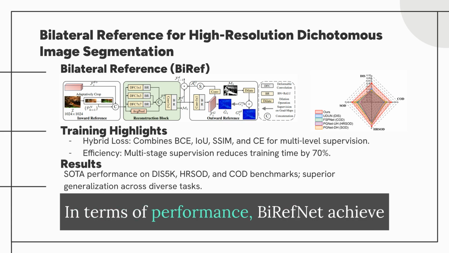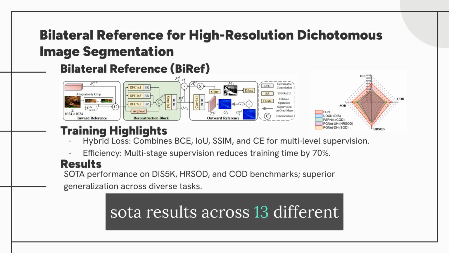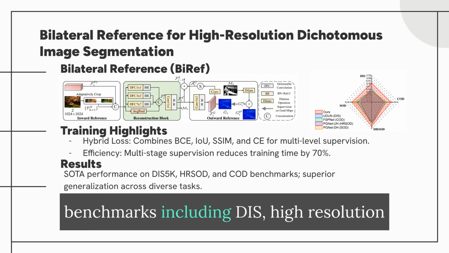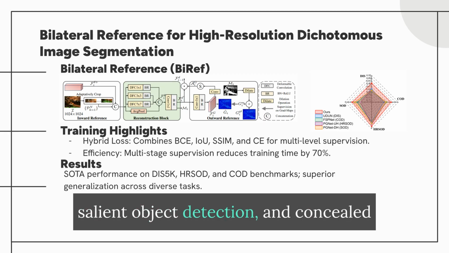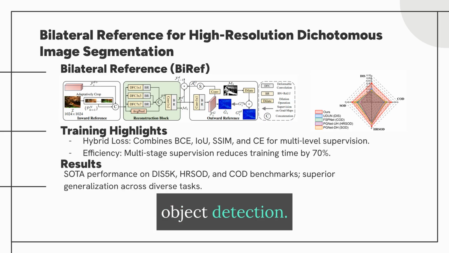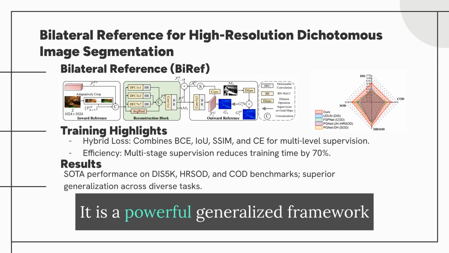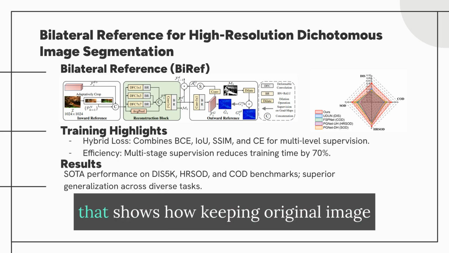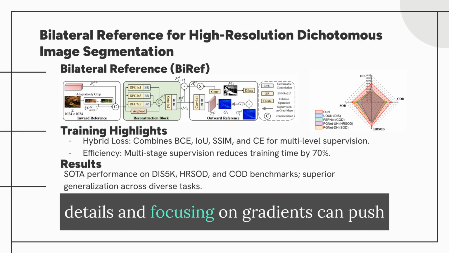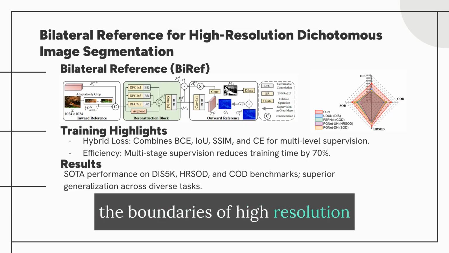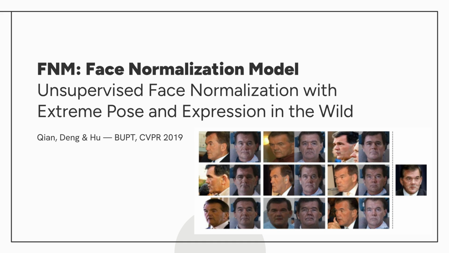In terms of performance, BiRefNet achieved SOTA results across 13 different benchmarks, including DIS, high-resolution salient object detection, and concealed object detection. It is a powerful, generalized framework that shows how keeping original image details and focusing on gradients can push the boundaries of high-resolution segmentation.